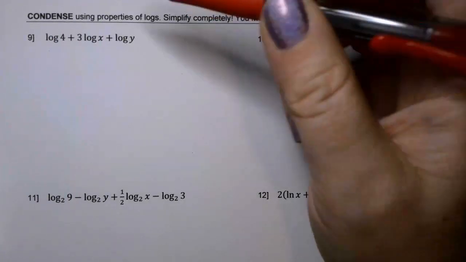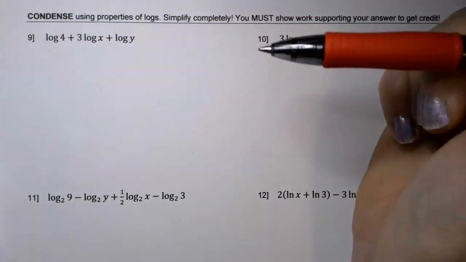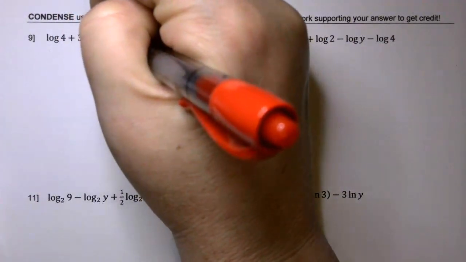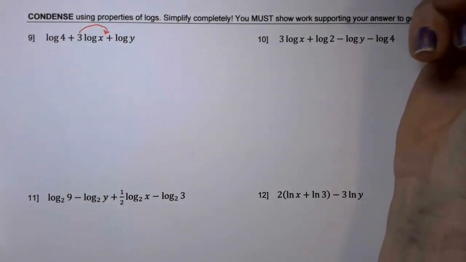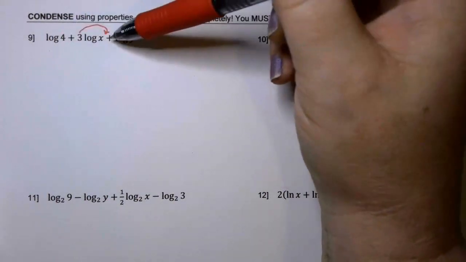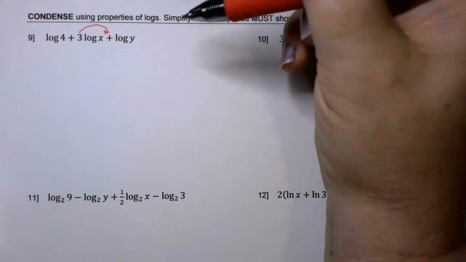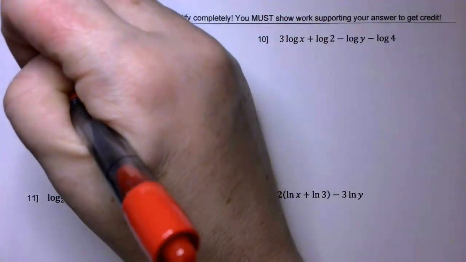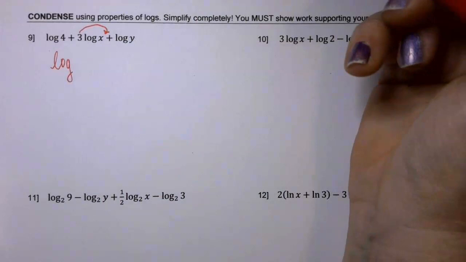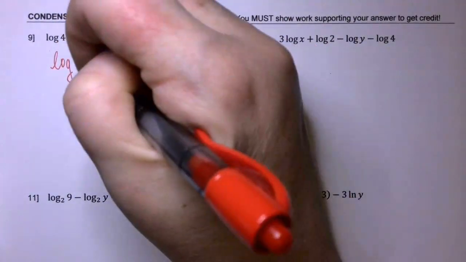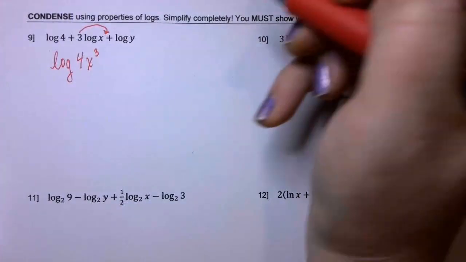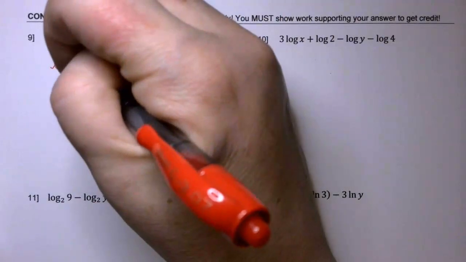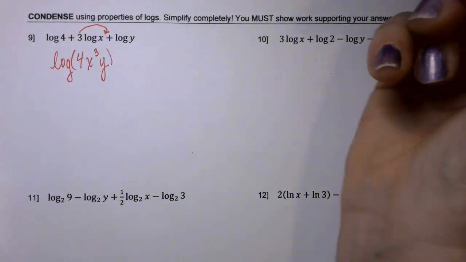In number 9, we have a common log of 4 plus 3 common log of x plus the common log of y. We're going to use the power property to make that coefficient into an exponent, and then the product property will combine all of these additions into a single logarithm with one argument. So we'll have a common log of 4 times x cubed times y. And you can leave your answer just like this, or you can put parentheses grouping the argument together.